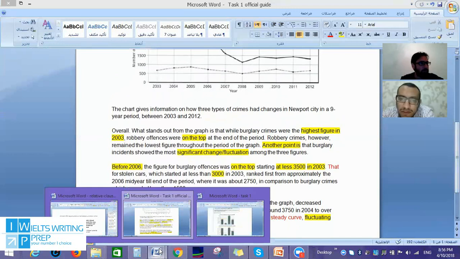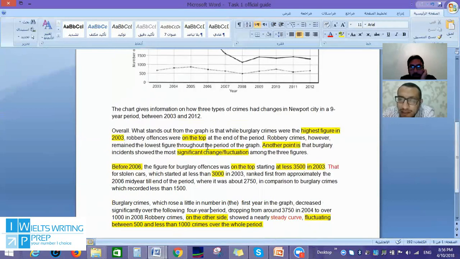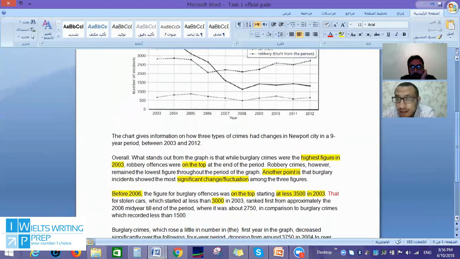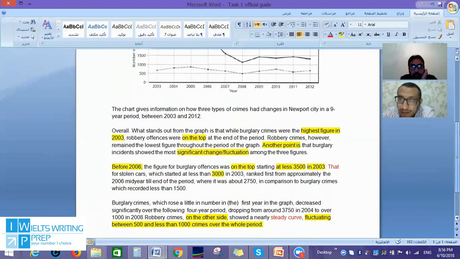So it's better, for example, to make the first paragraph speak about the highest at the start and the end, and the lowest at the start and the end. And the second paragraph to speak about the dramatic change for the crime and the less dramatic change. Of course, these things will depend on the graph that's in front of us, but I'm just saying I think this is a good logical way of dealing with it.